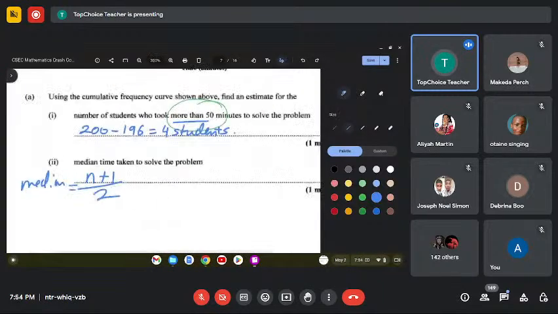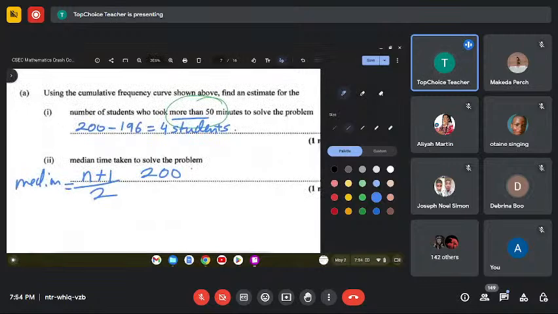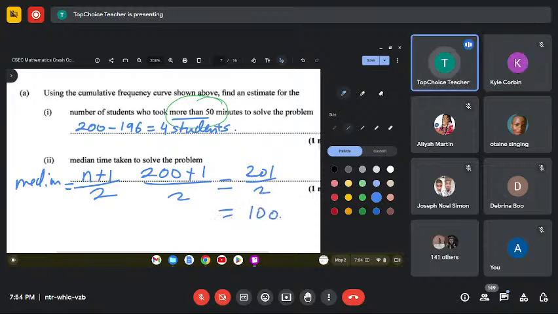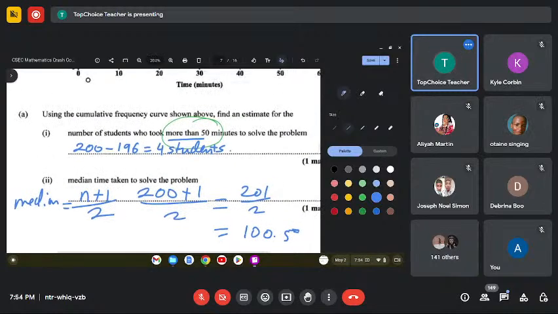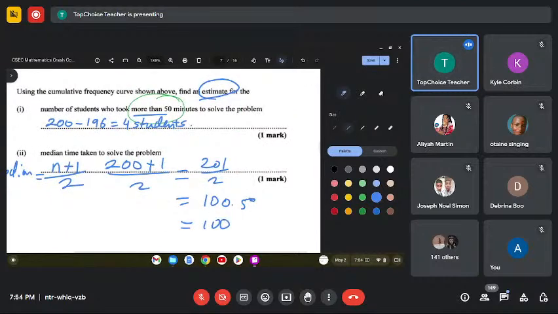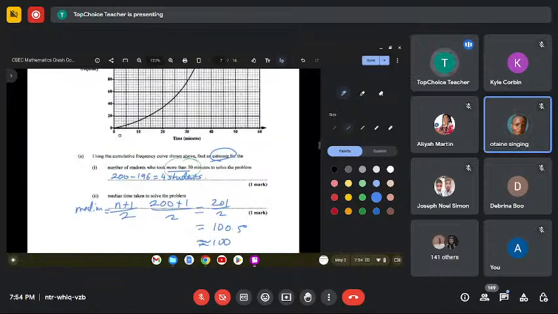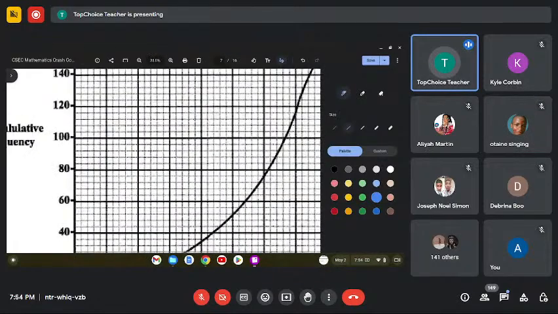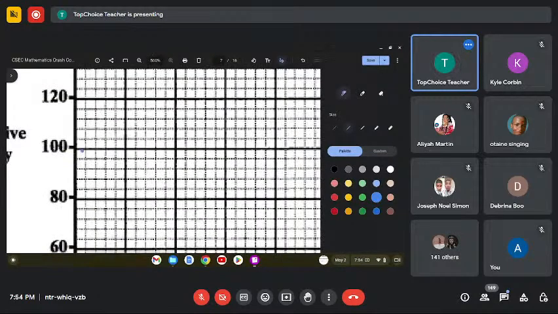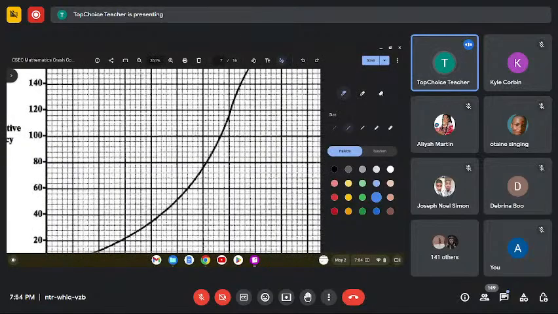So N plus 1 over 2 will be 200 plus 1 over 2, which is what? 201 over 2, which works out to be around 100.5 students. Now, because it's an estimate, remember these questions we are estimating, I'm just going to read off the 100 mark. Because it's going to be real hard to estimate that. Because remember, each line represents 4 students. So I'm not going to get 0.5. It's going to be ridiculous.